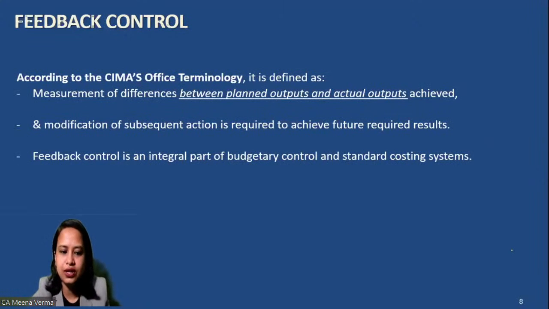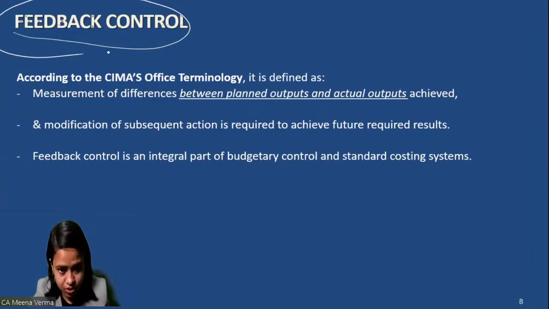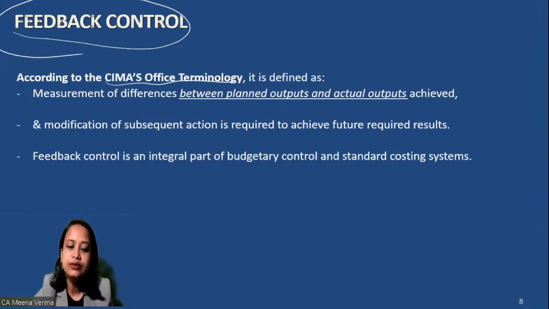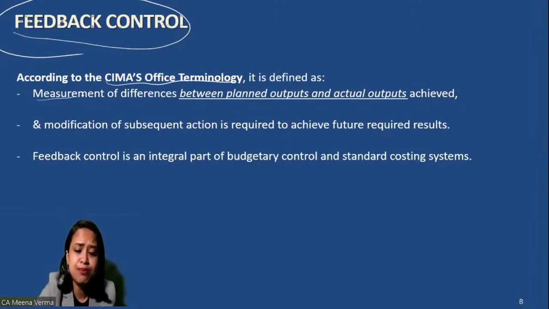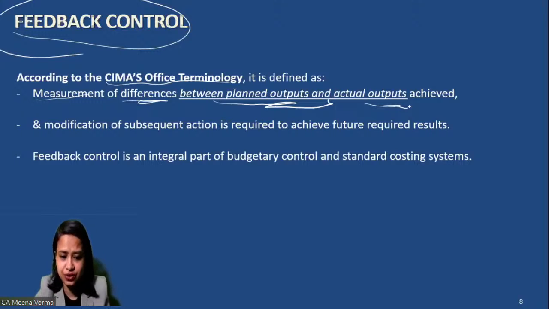Now let us understand this. We have given here the definition of feedback control system. According to SEMA terminology, this definition is given: feedback control is a measurement of differences between the planned output and actual output achieved.